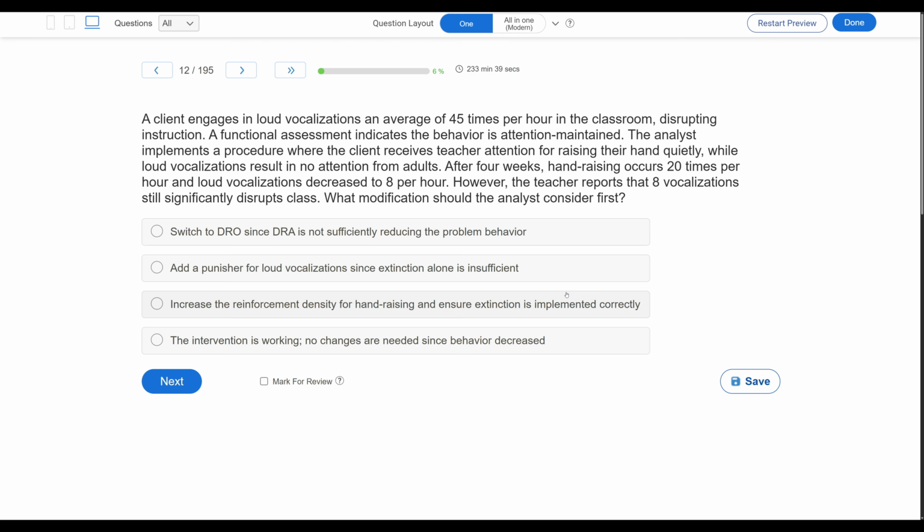C, increase reinforcement density for hand raising and ensure extinction is implemented correctly. So before we jump to punishment, maybe we should target reinforcement and increase the reinforcement and look at fidelity. Is extinction being implemented correctly? D, the intervention is working. No changes are needed since behavior decreased. Behavior did decrease, but remember, we're trying to be effective with meaningful change. The teacher is saying change has not happened enough to where it matters, not the problem. So first step would be looking at reinforcement, looking at fidelity, and then maybe we try for the punishment if this continues.